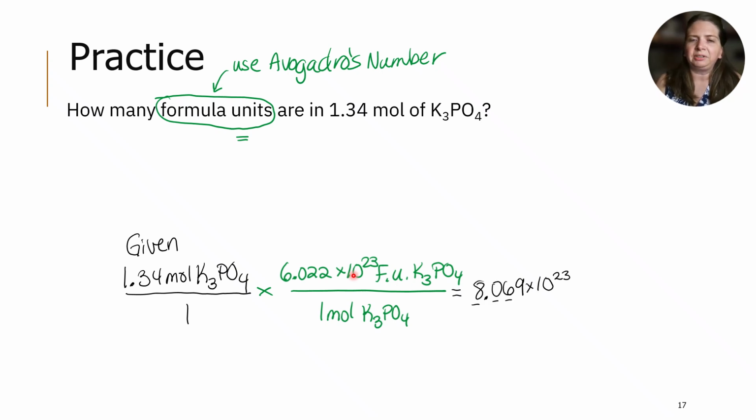After calculating, we find that 1.34 moles of K3PO4 is equal to 8.069 times 10 to the 23rd formula units of K3PO4. We need 3 significant figures, so the final answer is 8.07 times 10 to the 23rd formula units of K3PO4. Remember that when you round for significant figures, you need to include the power of 10 in your final answer.